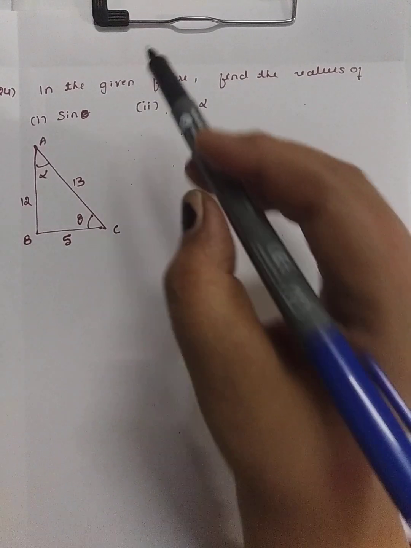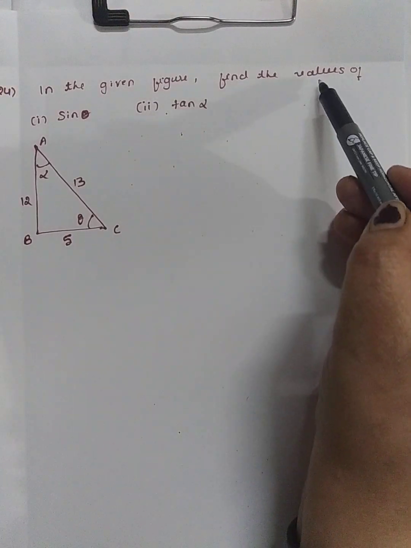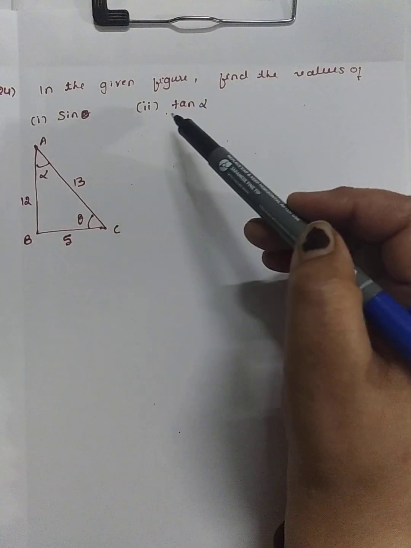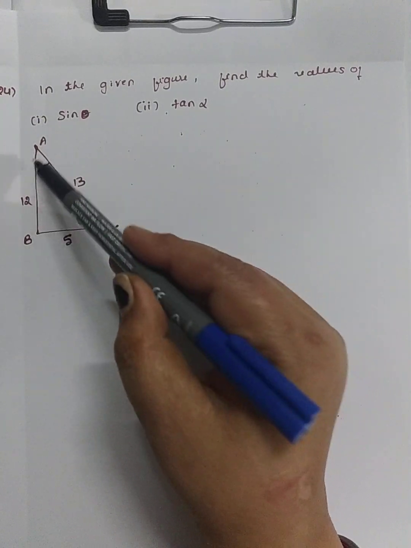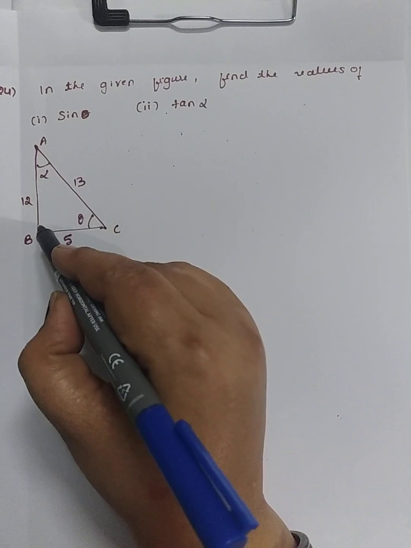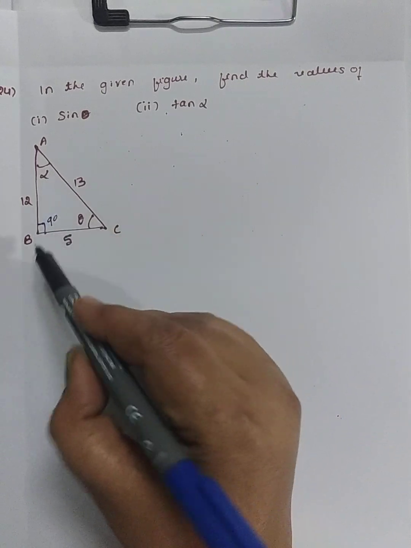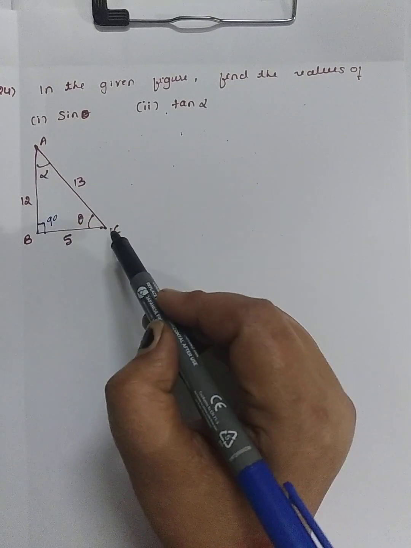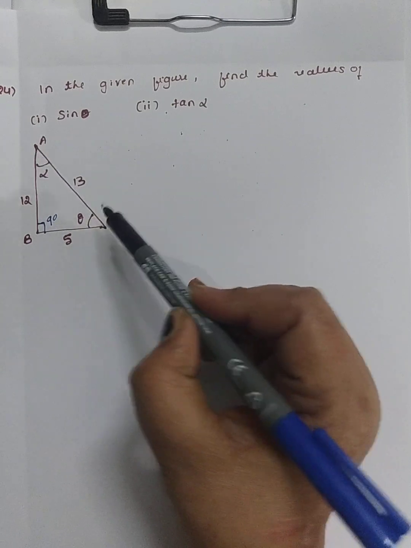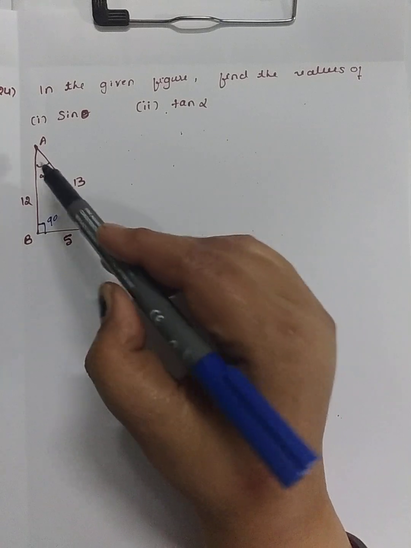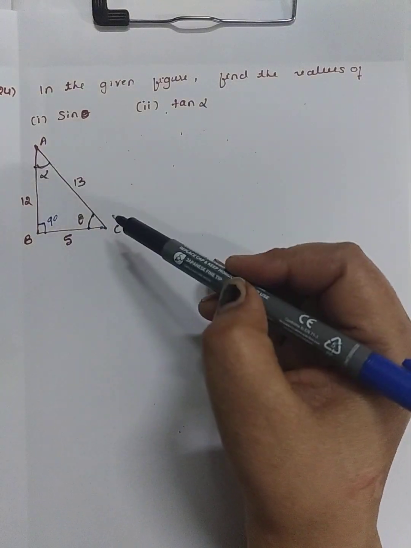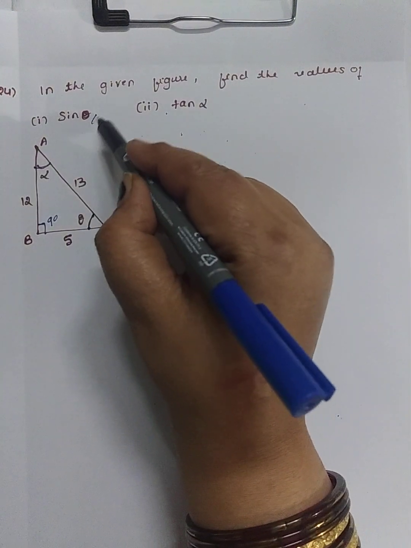So this is, in the given figure, find the values of sin theta and tan alpha. So the figure is given here. ABC is a triangle. Angle B is 90 degrees. And AB is 12, BC is 5, and AC is 13 units. So angle C is theta and angle A is alpha. You have to find sin theta and tan alpha.